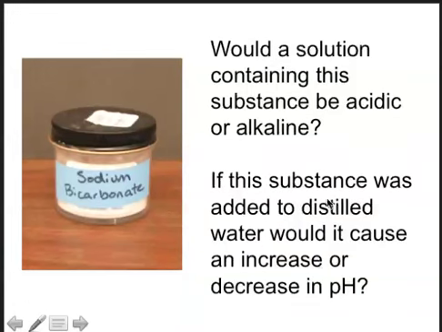Would a solution containing this substance be acidic or alkaline? Okay, this is sodium bicarbonate. When you add sodium bicarbonate to water, it's going to dissociate into bicarbonate anion and sodium. It's the bicarbonate that's going to cause the pH to rise. So the solution would become alkaline. If this substance was added to distilled water, would it cause an increase or decrease in pH? And it would cause an increase in pH.